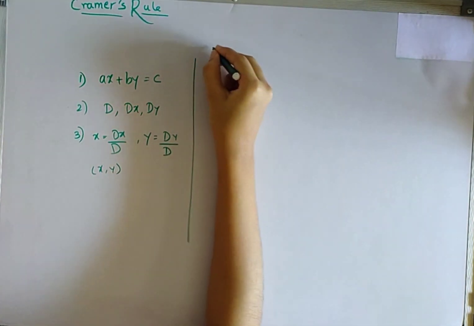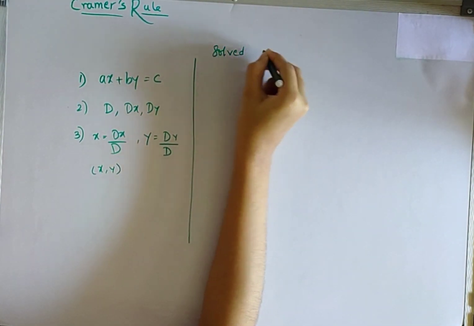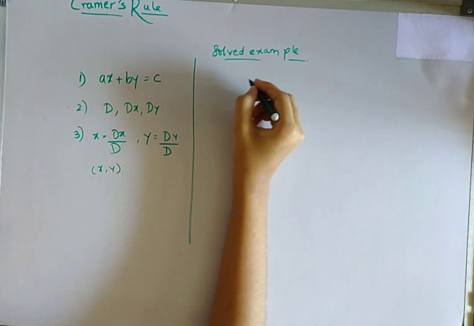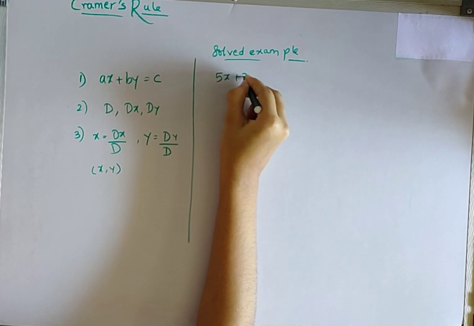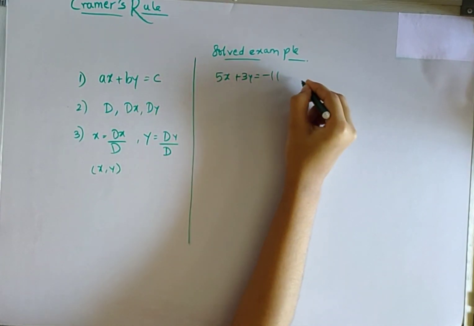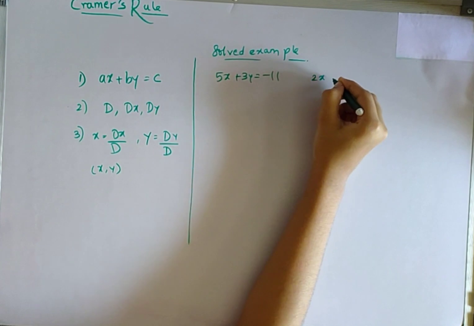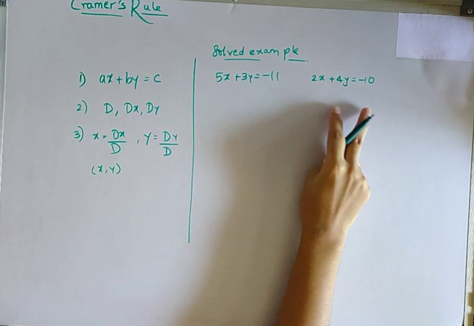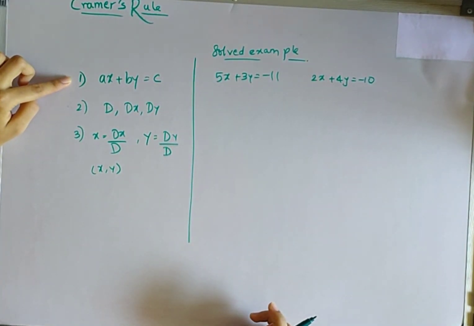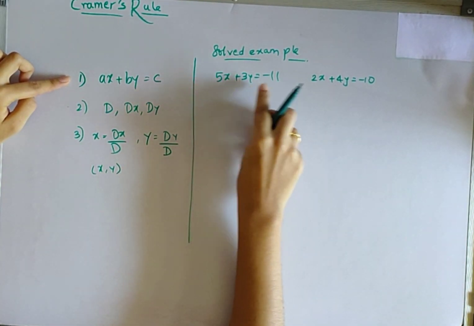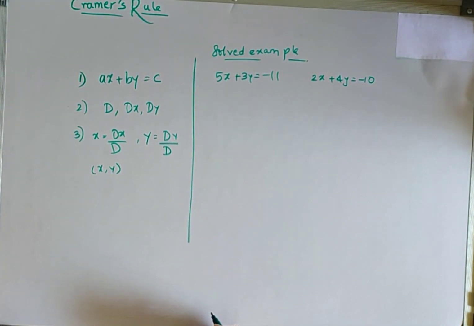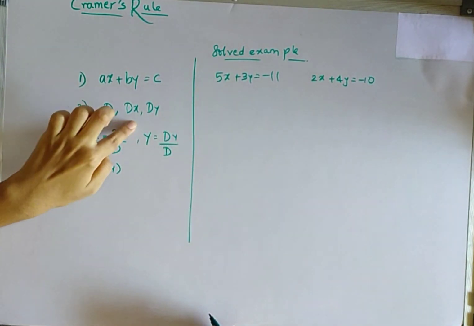So let's take an example which is given in your textbook, that is a solved example. So what does it say? 5x plus 3y is equal to minus 11. And the second equation says 2x plus 4y is equal to minus 10. Now this is already in the form of ax plus by is equal to c, so you need not do anything to this. Ax plus by is equal to c. Again ax plus by is equal to c. Now what you have to do directly is find your d, dx and dy.